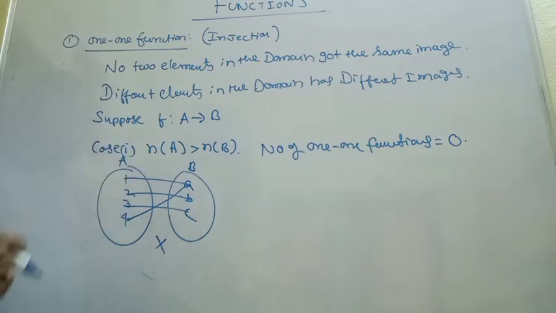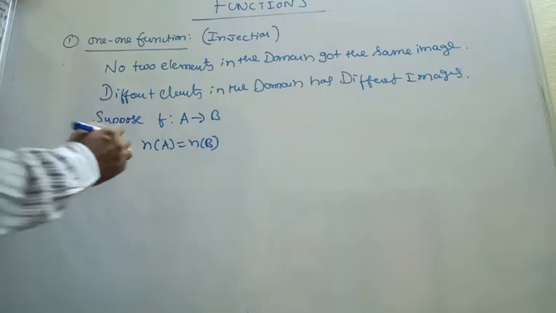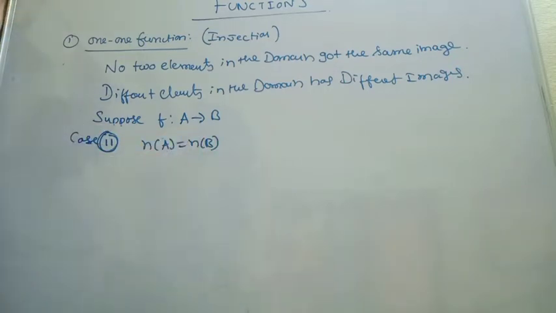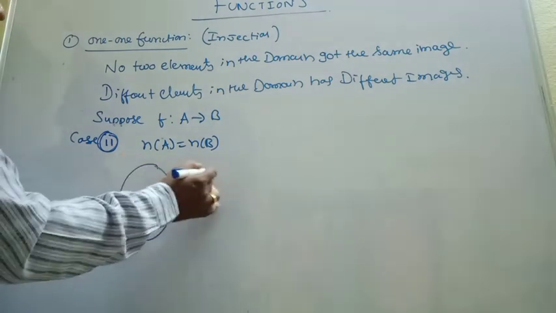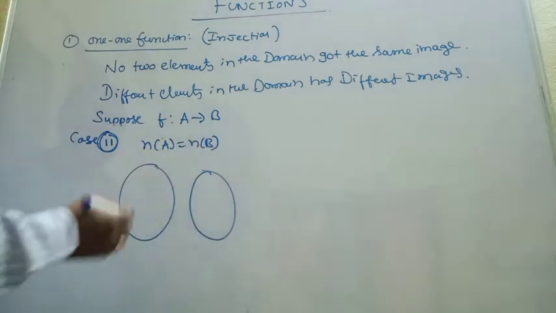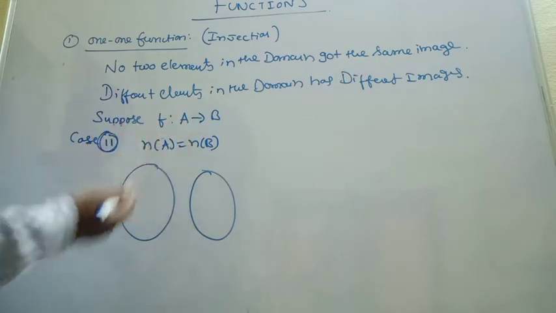Okay, this is case 1 we are having. Case 2 we have when n(A) is equal to n(B). Then how many 1-1 functions are we going to have? In this case, you are going to get the number of 1-1 functions.